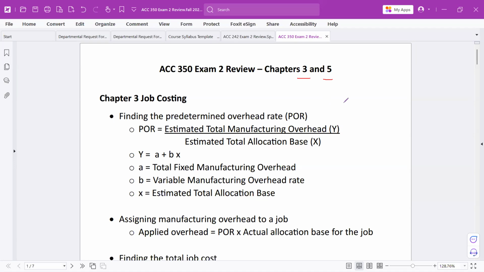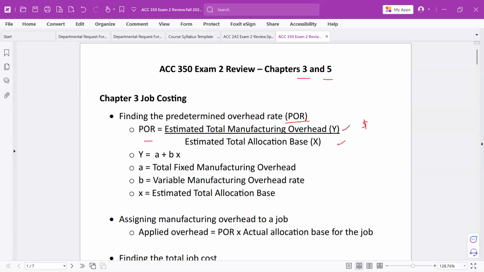So, the first thing that you need to be able to do from chapter 3 is find the predetermined overhead rate. So we started out by determining a single plant-wide predetermined overhead rate. That predetermined overhead rate is based on Y over X, where Y is the total manufacturing overhead. So it's the dollar value of that total manufacturing overhead over the estimated total allocation base, or X.